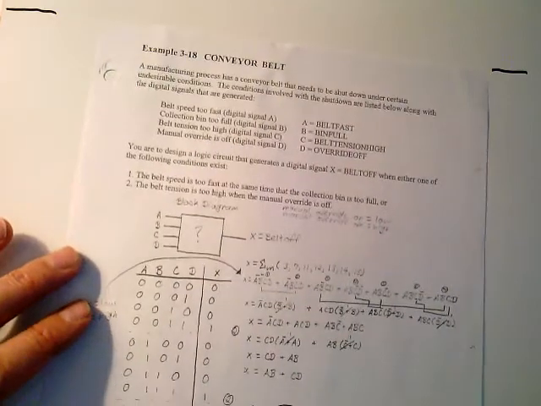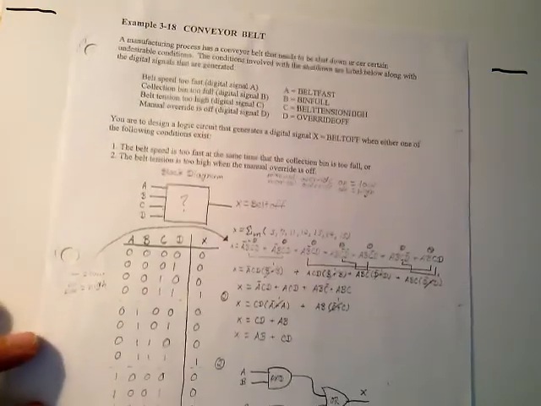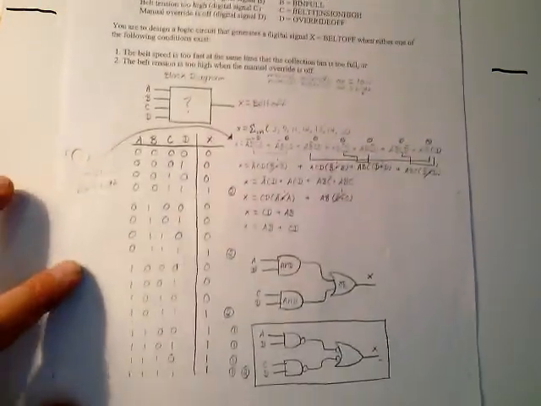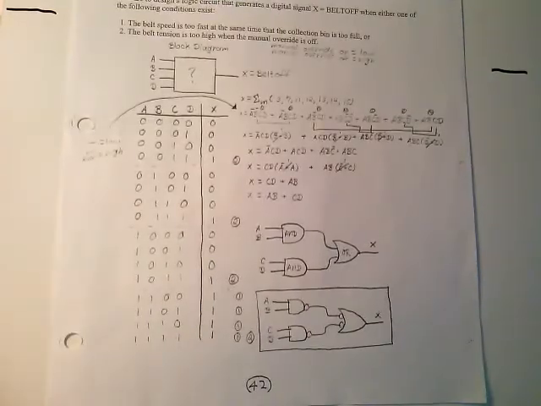I think you'll notice that the design of this example is the exact same as the previous example. It's just that the specification is worded differently. There's the design of the circuit, but it's the same as the previous circuit. It's just that the specification is a conveyor belt.